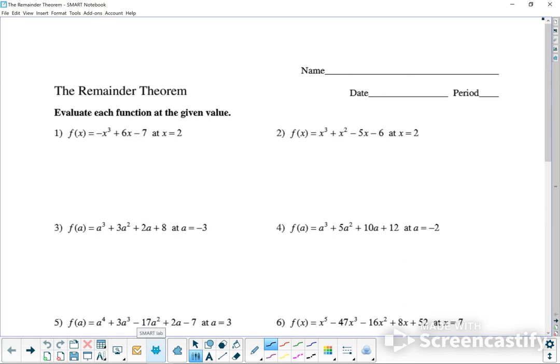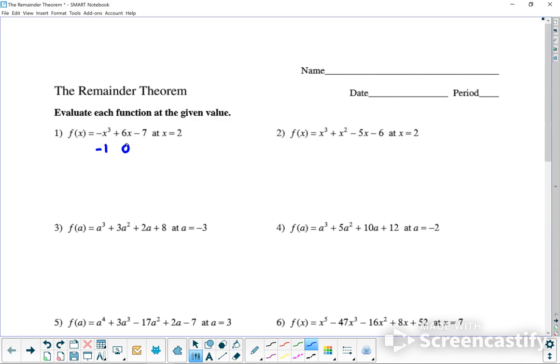Okay, this is the remainder theorem. We're going to go ahead and evaluate each function at the given value. And remember, you can do it the old way, how you've always done it, or we're going to practice it with the remainder theorem, which is basically just synthetic division, looking at the remainder. So doing this one, you will be using -1 for the x to the third.